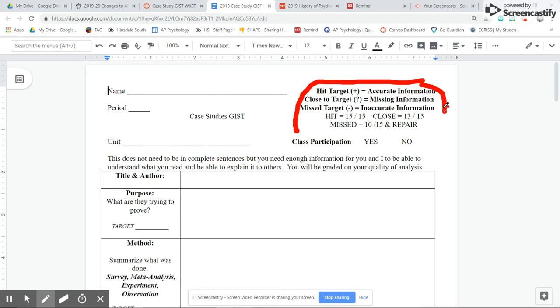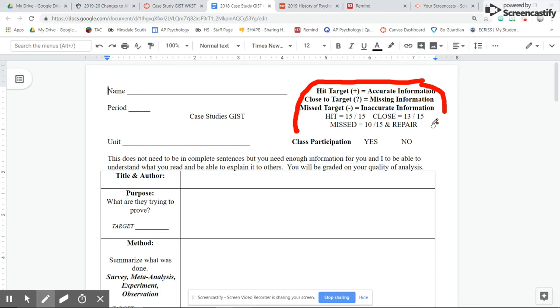So if you hit a target, you get a plus. If you are close to a target, meaning you're missing information, just need a little bit more, you're going to have a question mark, and a missed target means that you have inaccurate information or it's missing. If you hit all of your targets, you get a 15 out of 15. If you're close, you have 13 out of 15. And if you missed lots of targets, it's 10 out of 15, and you need to repair it if you want full credit.